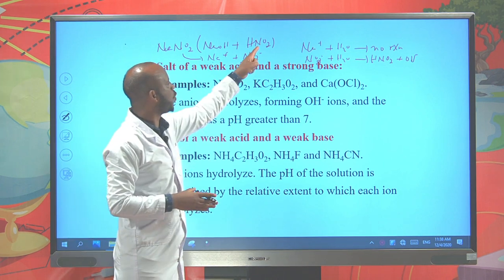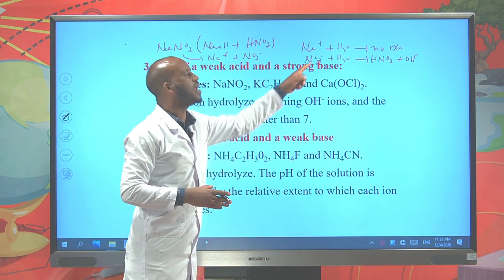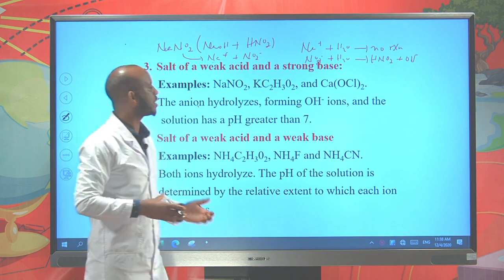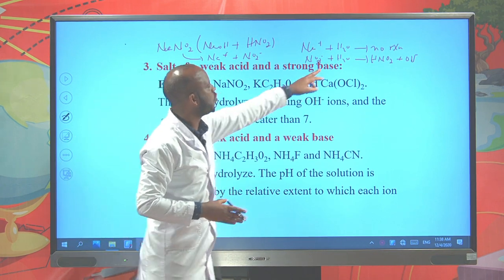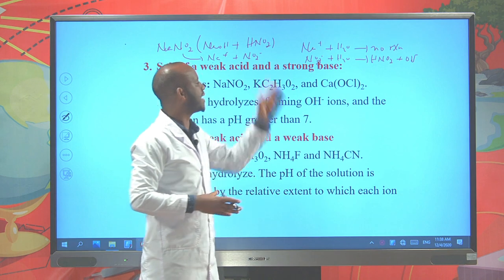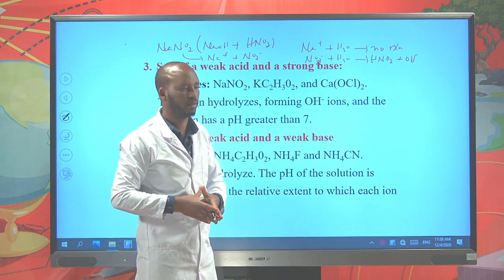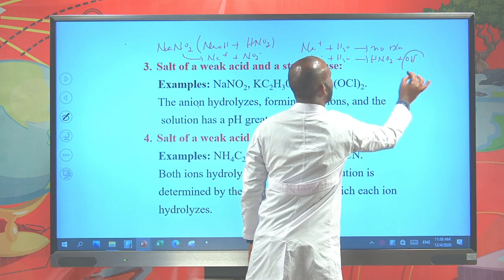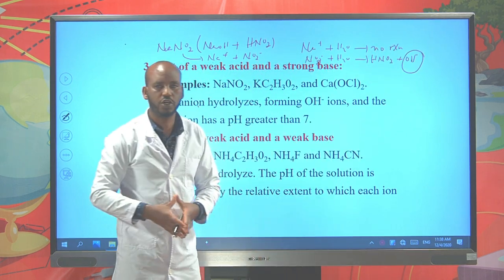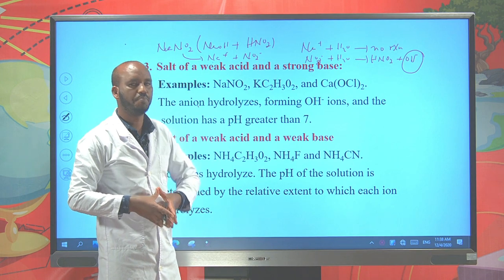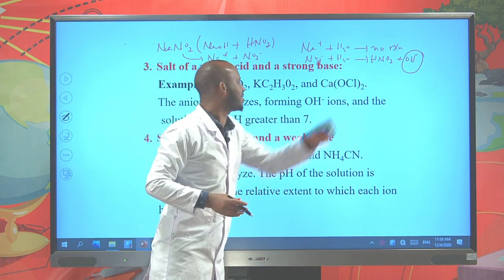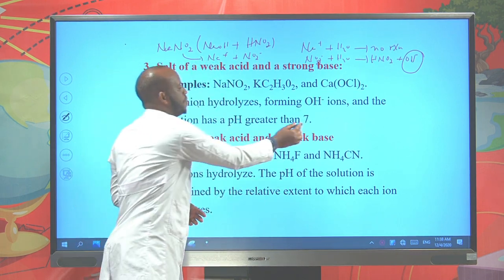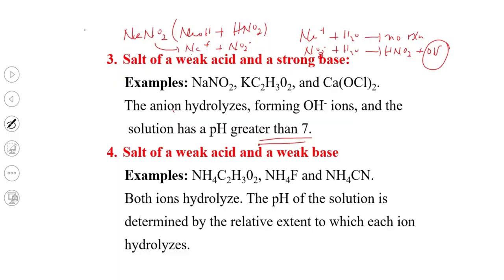If an acid is weak, its conjugate base is relatively strong, can accept a proton from water, and has an affinity for a proton. Now there is an excess of OH minus in the solution, and the solution becomes basic. The pH of the solution is greater than 7. See? Basic solution.